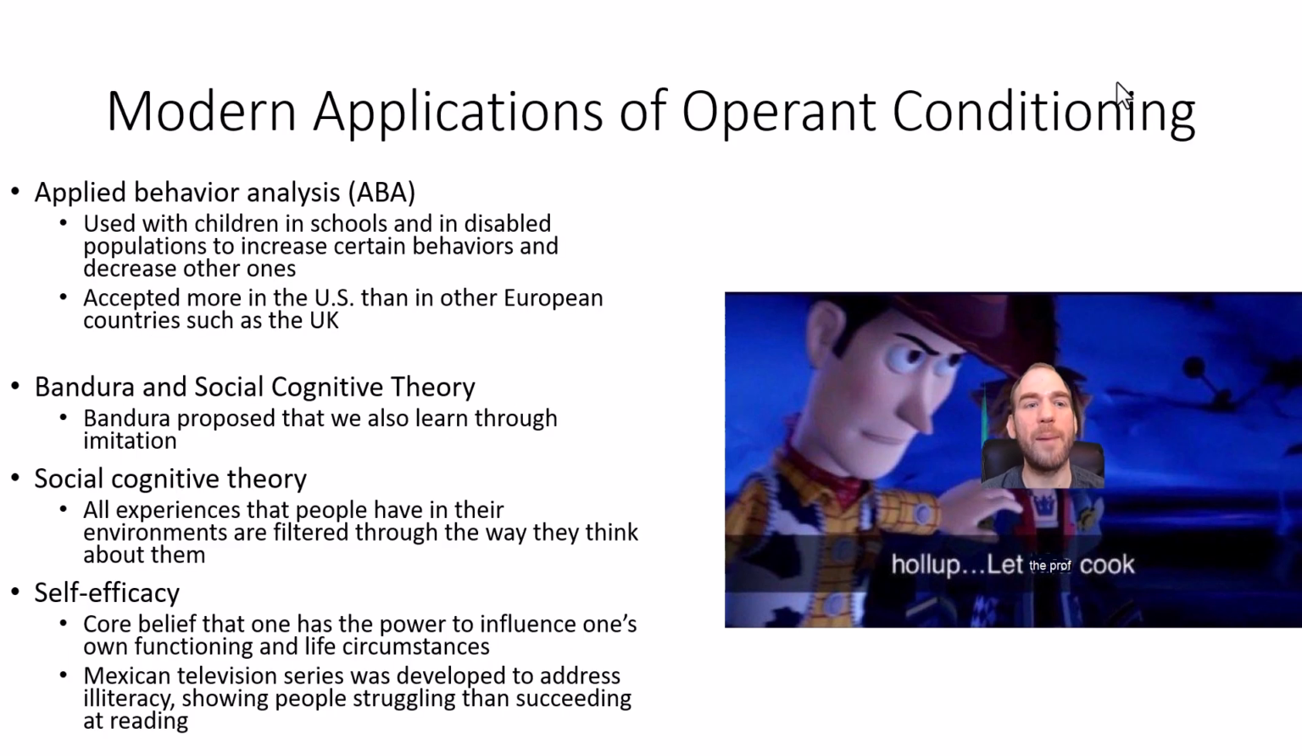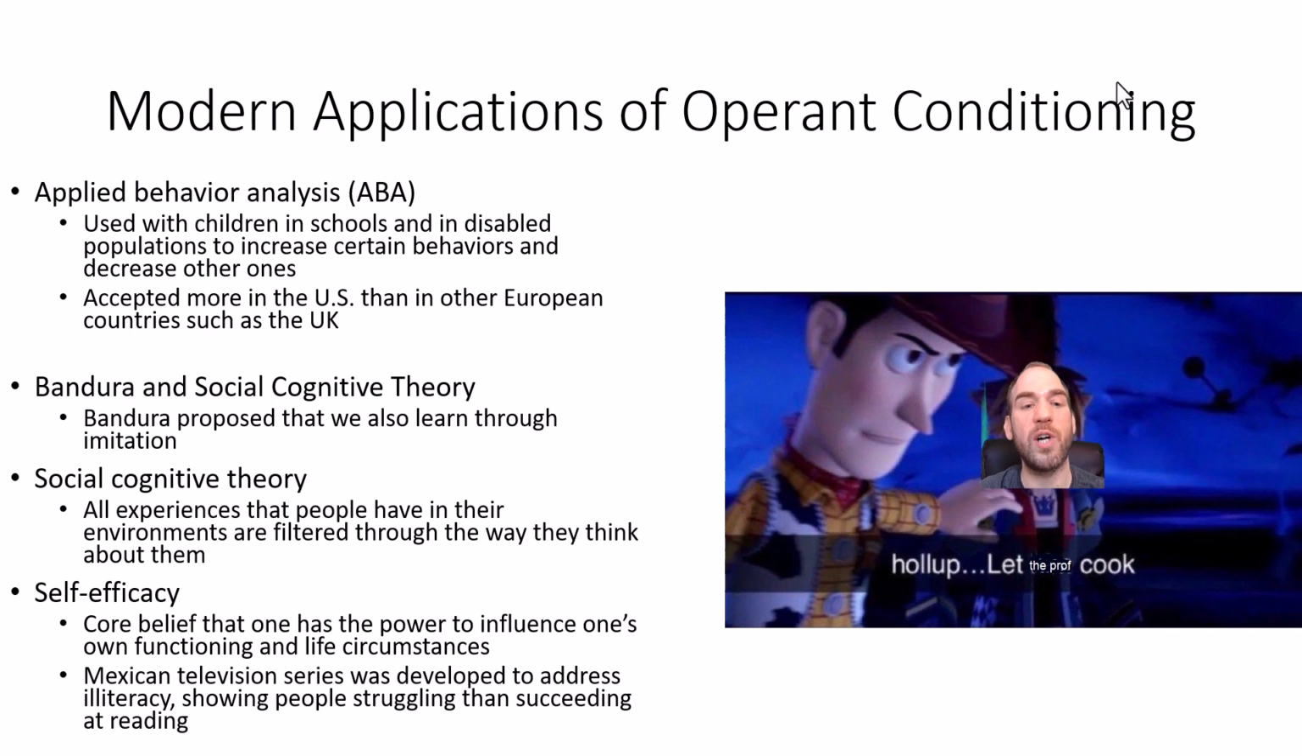Some other modern applications besides gambling: applied behavioral analysis, ABA. It's used with children in schools and in disabled populations to increase certain behaviors and decrease other ones. It's accepted much more in the US than in other European countries, such as the UK. In the US, it's thought of as the gold standard for working with some disabled populations. However, that's debated across cultures.